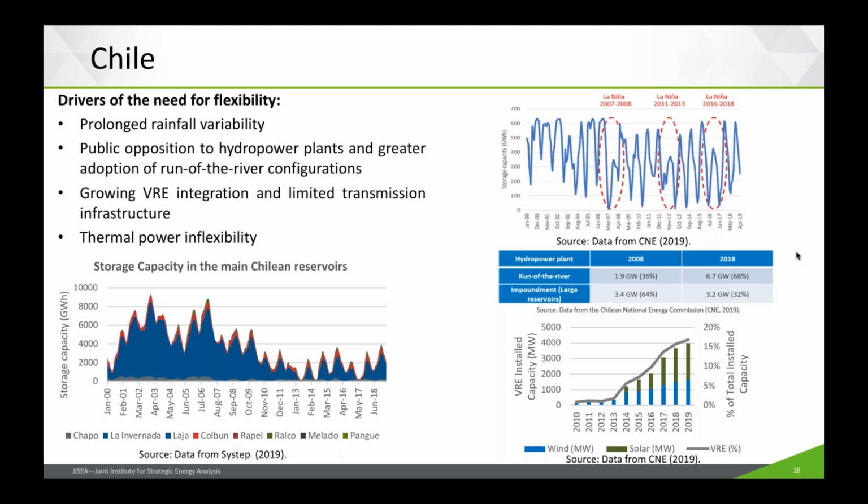In 2008, run-of-the-river power plants accounted for 36% of the hydropower plants, and now in 2018, they accounted for 68%, and this number is growing fast. And also the increasing VRE adoption. Chile also has some interesting market mechanisms for VRE.